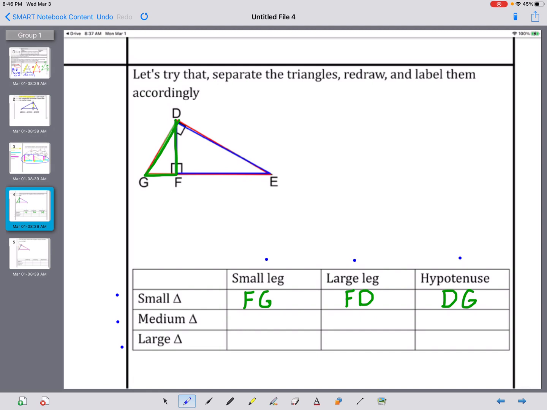All right, so now moving on to the medium triangle, so we'll do that one here in blue. And again, that altitude is dropping down from this right angle here, so they're all right triangles. So the small leg, that's from F to D. The large leg, not the largest side, that's FE of that blue triangle. And then the hypotenuse is DE.